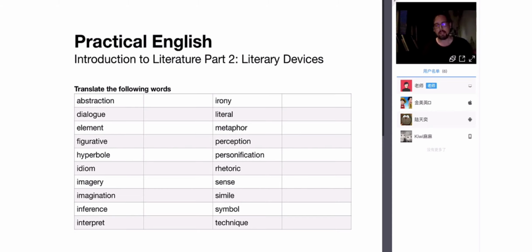Irony. I don't really have much to talk about with respect to irony tonight. We'll focus on that a little bit more, but irony is what is funny. Literal. Metaphor, we'll talk about that. Hopefully you know some of these terms, right?